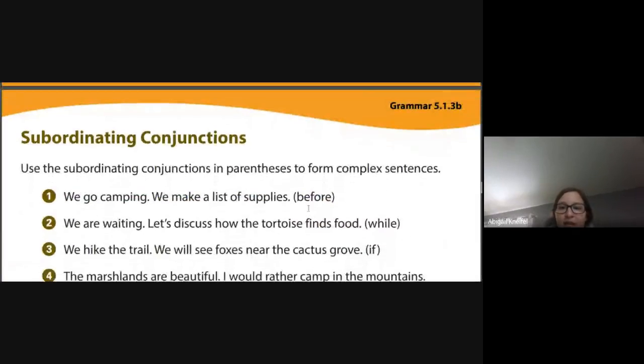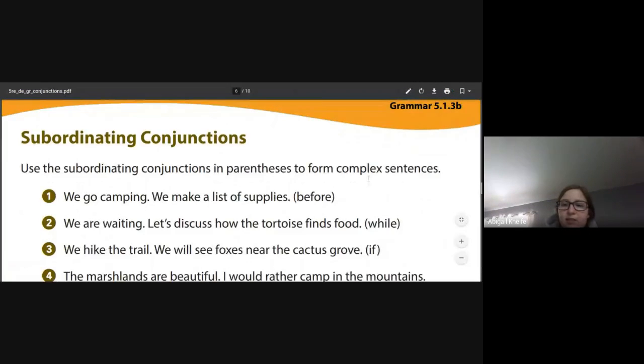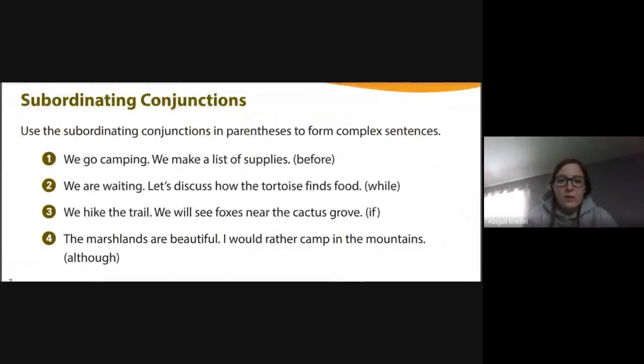So use subordinating conjunctions in parentheses to form a complex sentence. I'm just going to give you some examples here. We go camping. We make a list for supplies. So that's 2 sentences, but I want to use a subordinating conjunction. The conjunction they want us to use is before. So I would say, before we go camping, comma, we make a list of supplies. Okay? Number 2, we are waiting. Let's discuss how the tortoise finds food. Those 2 sentences don't really go together that well. But if we put while we are waiting, comma, let's discuss how the tortoise finds food, those fit together perfectly.